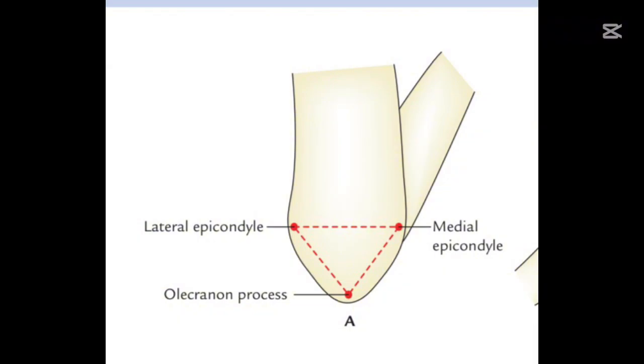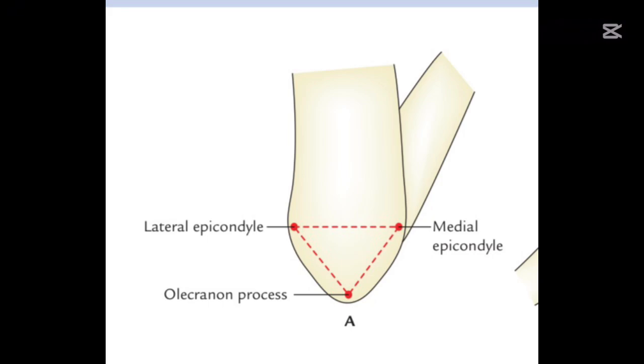Your olecranon process is not inside the olecranon fossa when you flex your elbow, so it is forming a right angle, or a triangle, with the medial and lateral epicondyle.